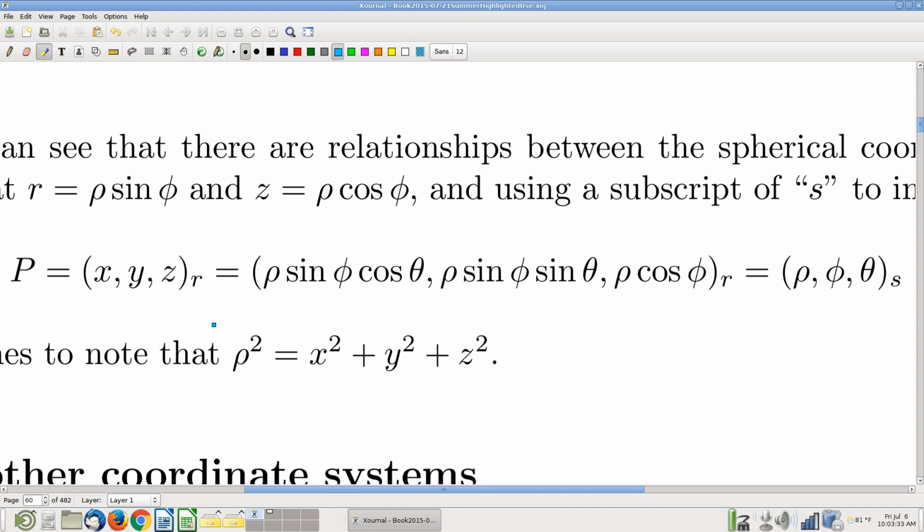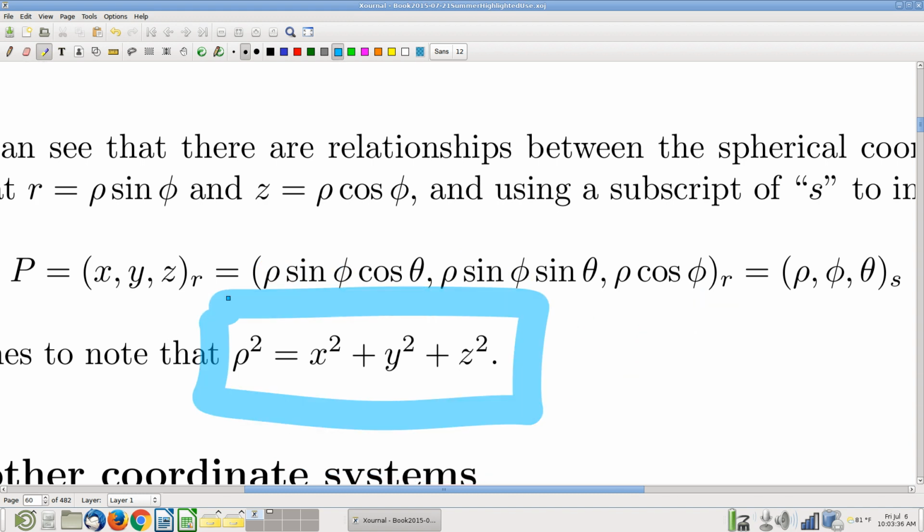Also, not hard to persuade yourself, rho squared is x squared plus y squared plus z squared. Now, I didn't step on the landmine here. Here I had the good presence of mind to not follow that urge to solve for rho. But anyway, whatever.